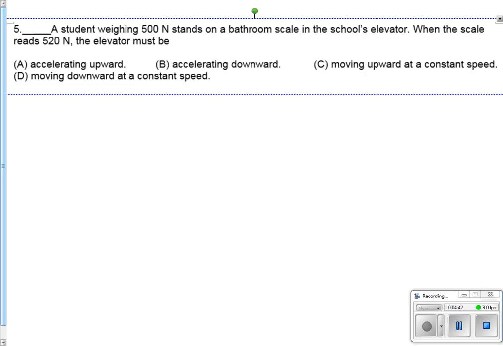A student weighing 500 newtons stands on a scale. When the scale reads 520, the elevator must be doing what? So this is the same problem. Let's diagram this out. Here's my student, right? So that student weighs something, whatever that is, and that student is standing on a bathroom scale, and we know that the bathroom scale is what we typically experience as the normal force, right? A scale just quantifies that. We can look at a scale and it tells us what the normal force is.